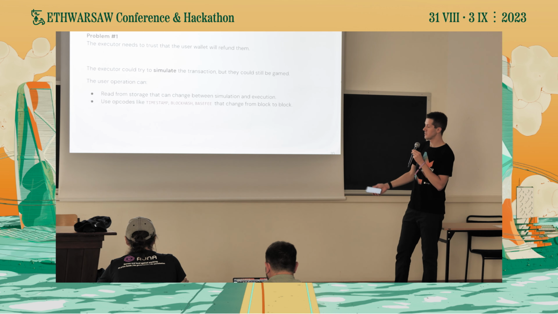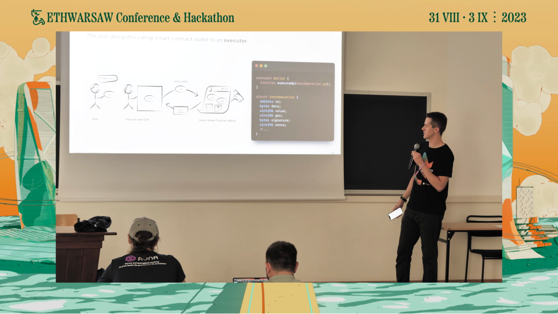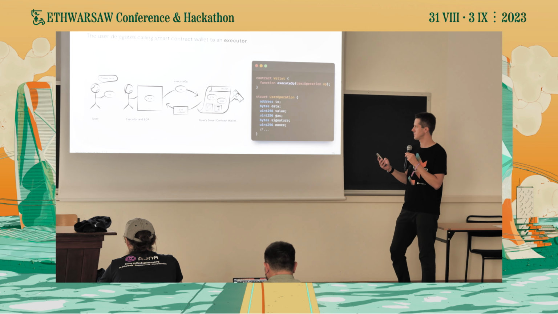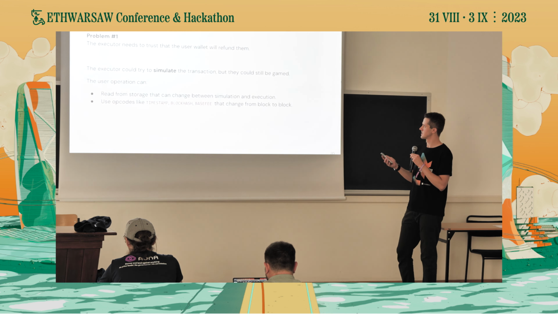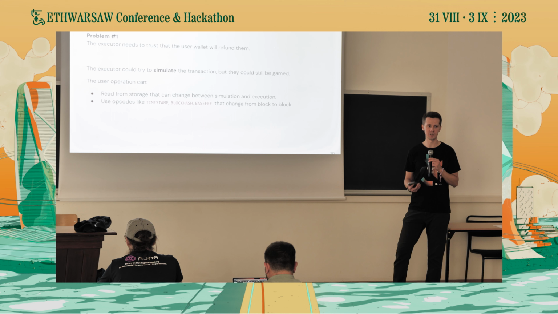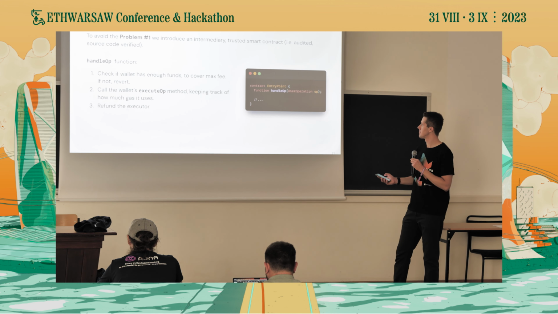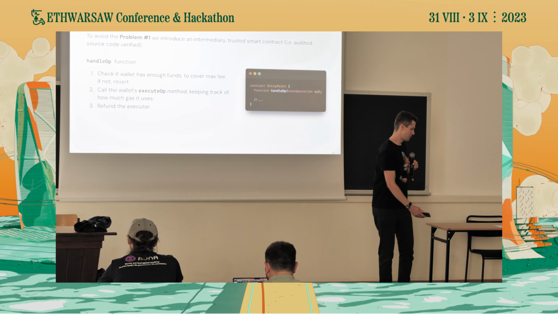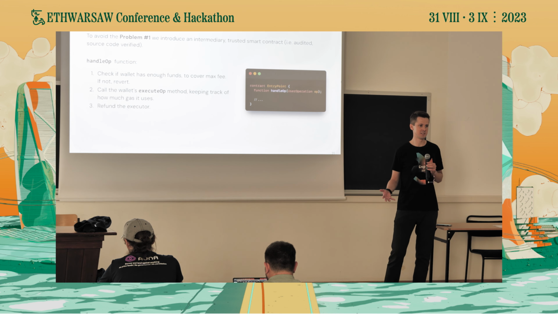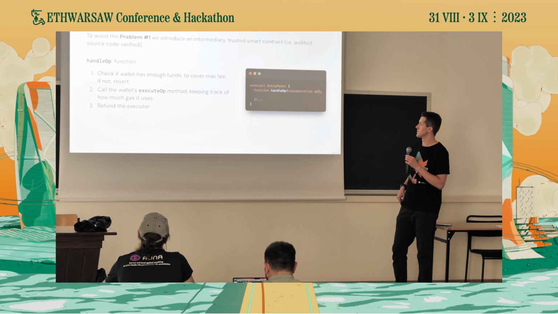Okay, so this was the first attempt. We asked the executor to submit our user operation on chain. This introduced the first problem, that the executor would need to trust our wallet. Let's now think how to solve that problem. Well, in blockchain systems, whenever you want to eliminate trust, you introduce smart contracts, right? So this is exactly what we're going to do.